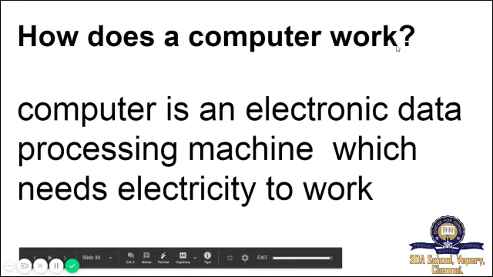Next, our second question. How does a computer work? Computer is an electronic data processing machine which needs electricity to work. Electronic means it needs current, it needs electricity to work. So till this, our book bag exercises get completed.